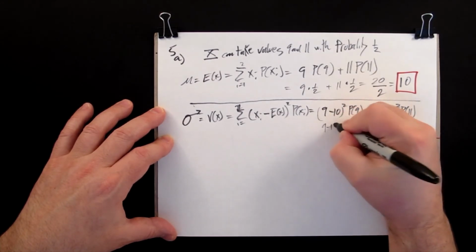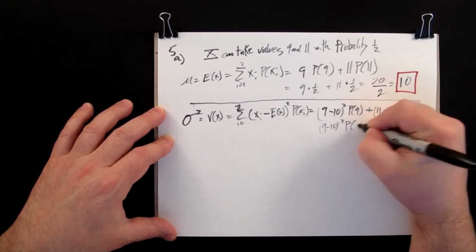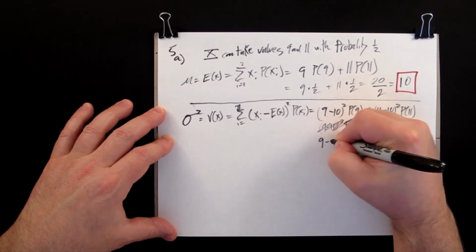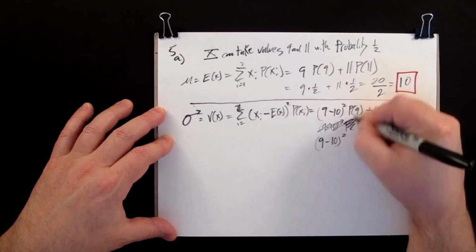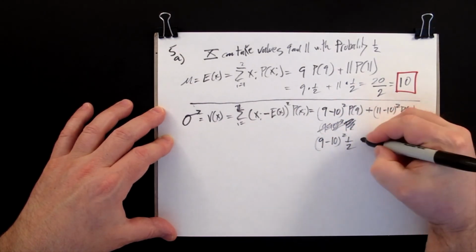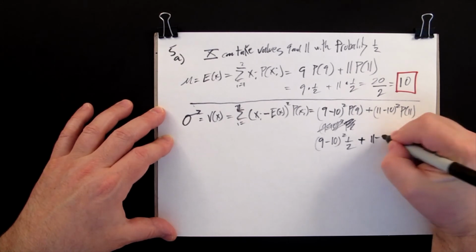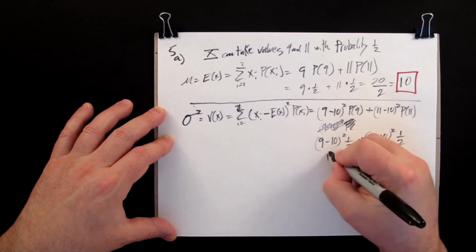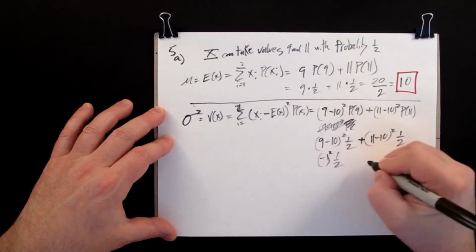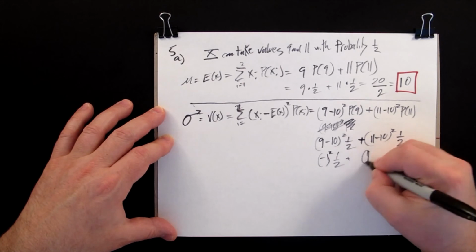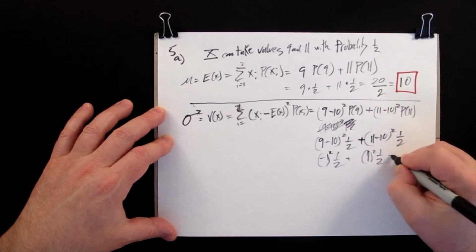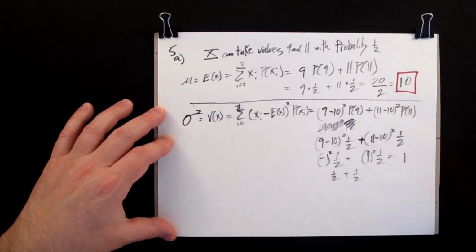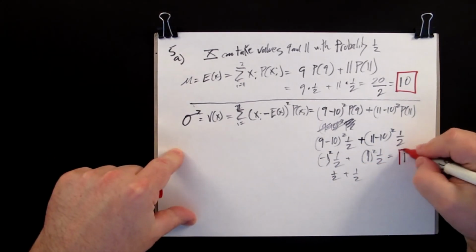So this is 9 minus 10 squared, chance of seeing 9 was 1/2, plus 11 minus 10 squared times the chance of seeing 11, which is 1/2. So this is minus 1 squared times 1/2 plus 1 squared times 1/2. So this ends up being 1/2 plus 1/2, so 1 for the variance.